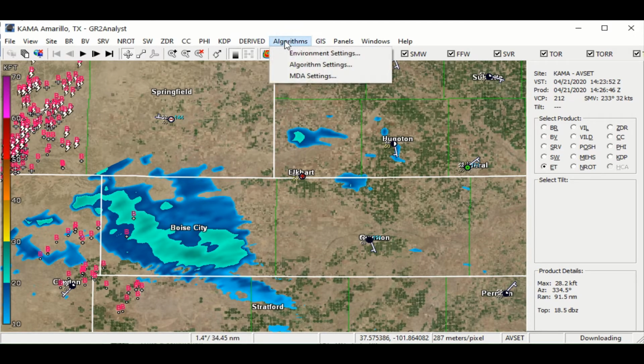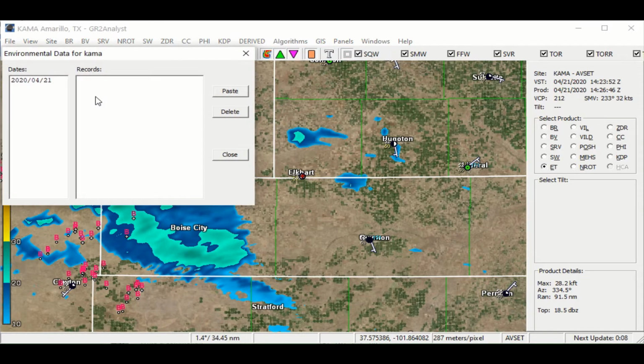We go to our algorithms tab at the top and select environment settings. We'll see there is a sounding in there, a RUC sounding from 14Z, so it's about an hour old, but that's still pretty fresh data. We get a 0 degree altitude, or the freezing level, and the minus 20. This is for use by GR2 for the hail detection algorithm, but we're going to use it for lightning. We're going to be chasing lightning using these values.